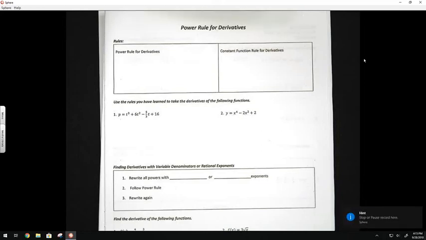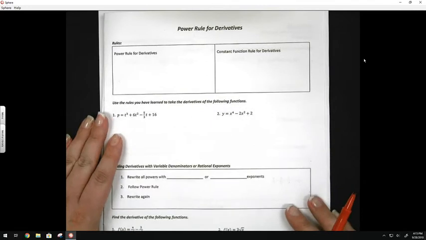All right, hey guys, so this video is about power rules for derivatives. This is really the first time that we're going to start looking at some different rules and shortcuts for finding derivatives instead of using that limit definition like we were in class today, because that gets really annoying. So the first one we're going to talk about is the power rule.